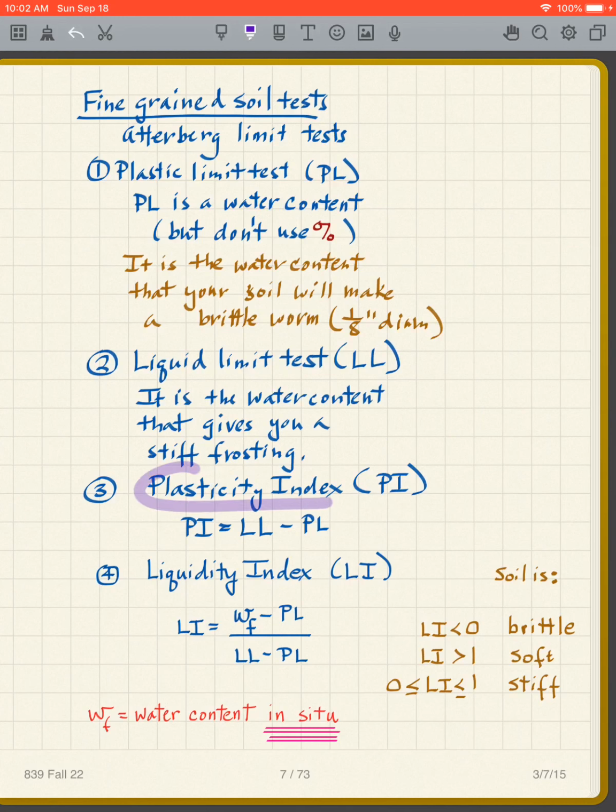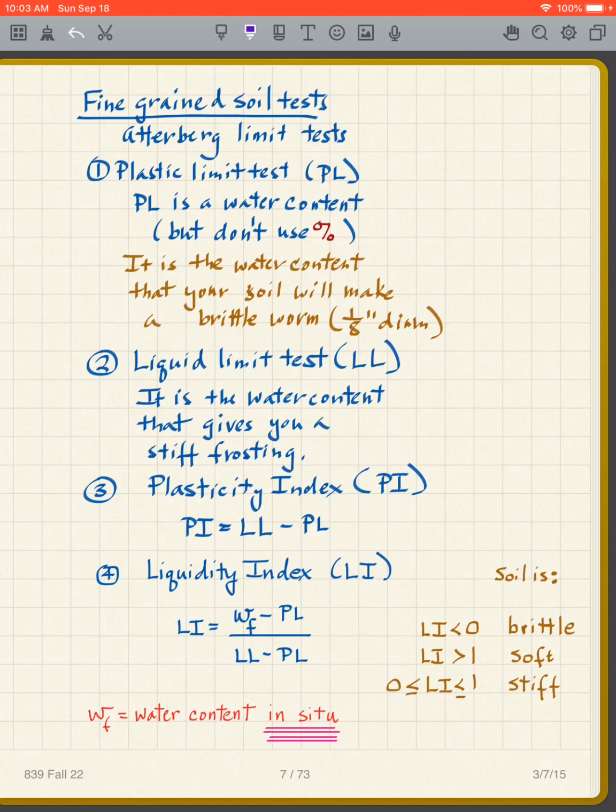Okay, the plasticity index, PI, is the difference between the two, liquid limit minus the plastic limit. And now here's a new term that I haven't used in my classes, the liquidity index. What is that? Well, it involves the liquid limit and the plastic limit, but the liquidity index, LI, also tells us what the soil is in situ. So w_n is the water content in situ. So in other words, the liquidity index tells us something about what our soil is at our site.